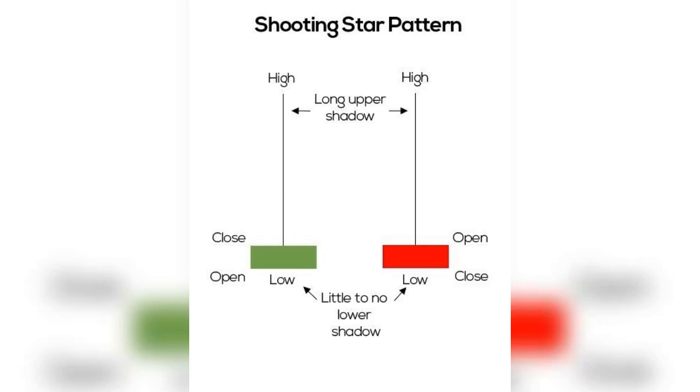Shooting star pattern formation. The shooting star pattern is a single candle formation that occurs after an uptrend. It signals a potential reversal from bullish to bearish.